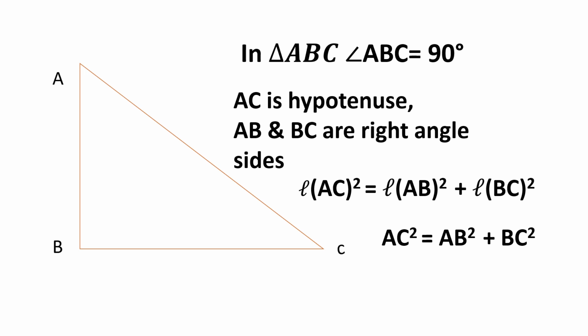If we denote the lengths by variables, that is small a, small b, small c, then we write b square is equal to a square plus c square. Here small a, b, c are the lengths of the sides of triangle ABC.